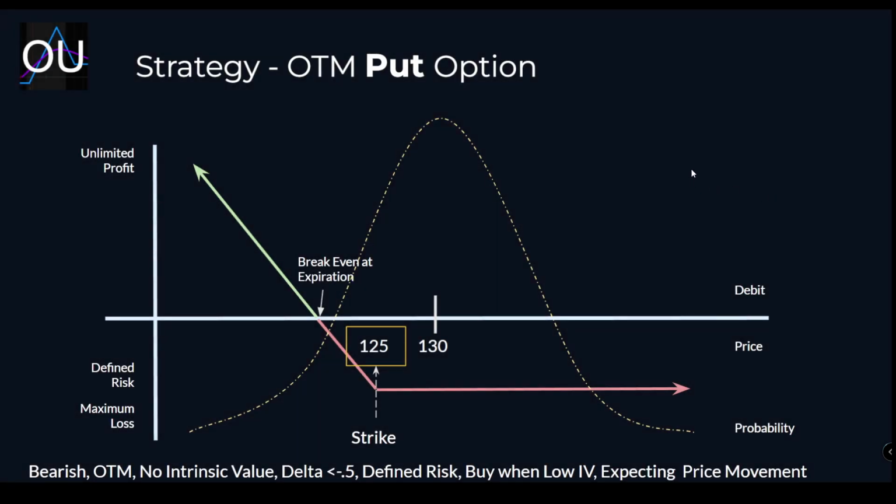So let's look at the out of the money put option real quick. It's the same thing, but just in reverse order. You're buying a put option. Here you have a bearish view, out of the money, no intrinsic value again, less than negative 0.5 delta. So now when you hear on the street negative delta, you'll hear me say in a lot of my videos that I'm a massive negative delta or I have a delta neutral strategy.